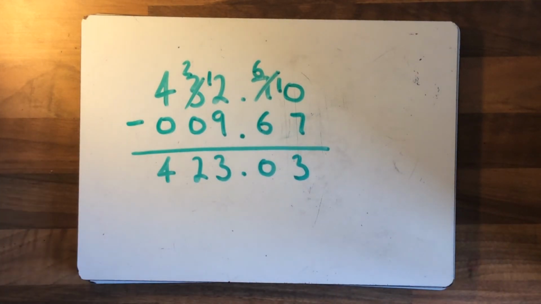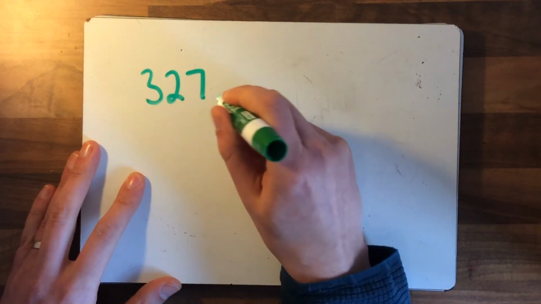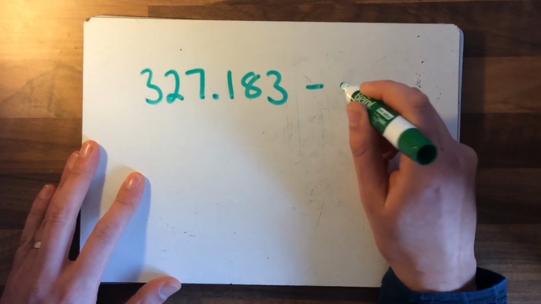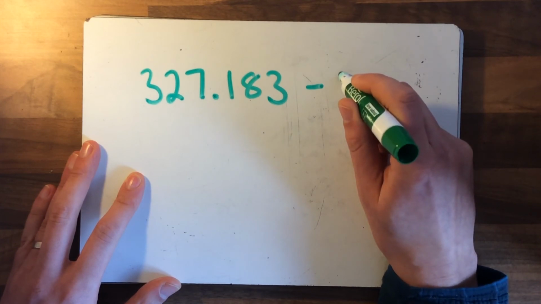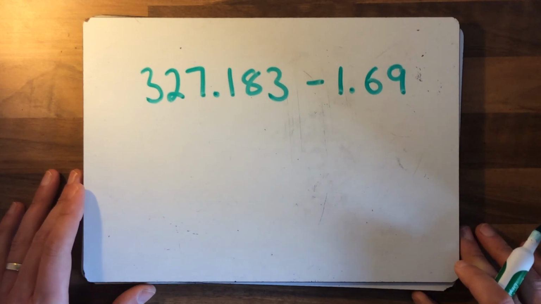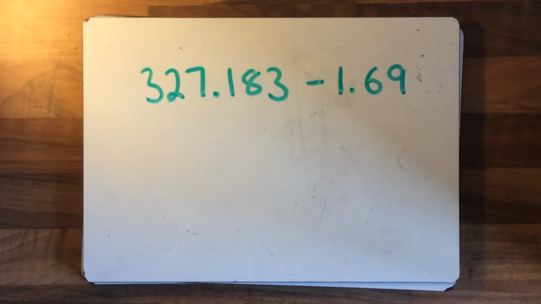Okay, so let's have a go at one more, and then you can have a go at some yourself. So let's have a go at a larger number. Let's do another subtraction. So pause the video there, have a go at that for me, year 6.